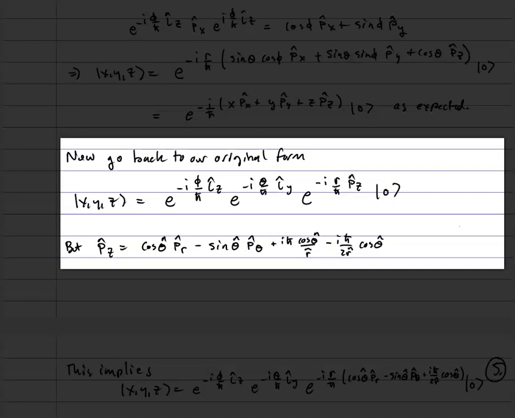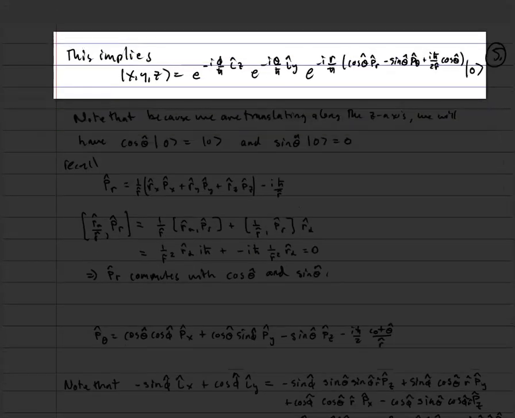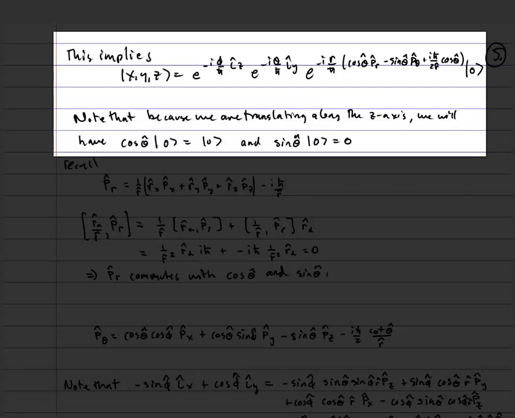Now what I'm going to do is I'm going to replace the pz operator by spherical coordinates. So as we saw before, that involves cos theta pr hat minus sine theta hat p theta hat, minus I h bar cos theta hat over r hat minus I h bar over r hat cos theta hat. So we're going to plug that into the exponent. This is just plugging into the formula, nothing else. Now, because we're translating along the z-axis, we have effectively that our theta is equal to 0. So cos theta hat acting on this state is equal to the state, and sine theta hat acting on this state is equal to 0. It annihilates the state. So that's a very important thing to remember.